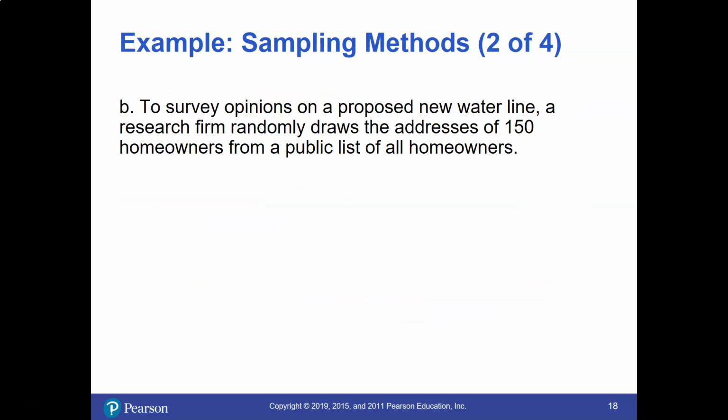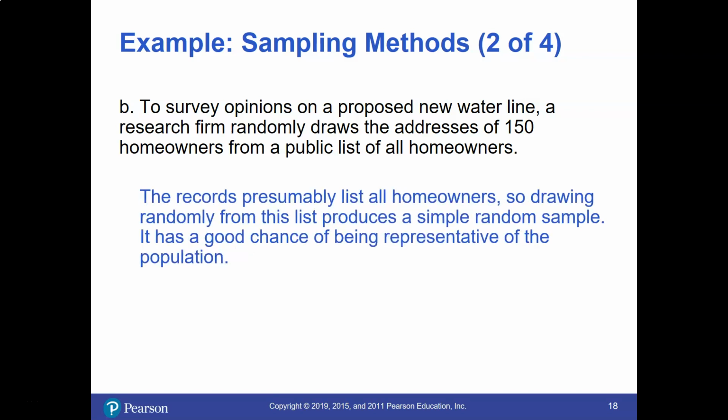Systematic. All right. To survey opinions on a proposed new water line, a research firm randomly draws the addresses of 150 homeowners from a public list of all homeowners. So that's just a simple random sample, right? Because we're randomly drawing it. We don't know how they're randomizing it, but most likely just a computer algorithm. So yeah, simple random sample.